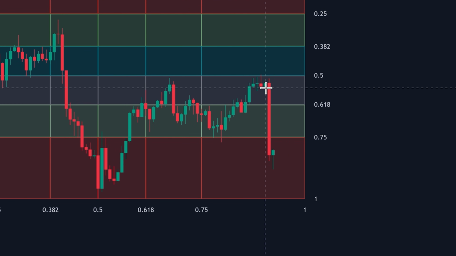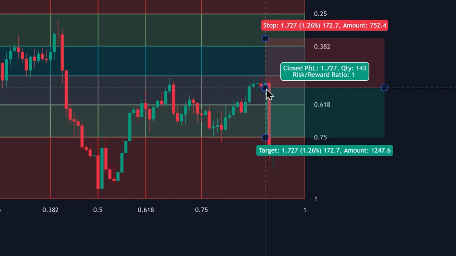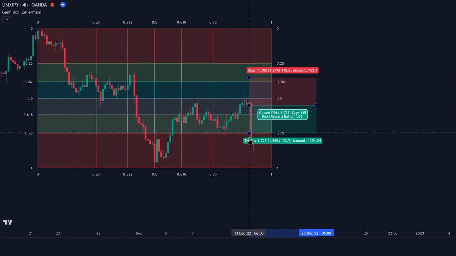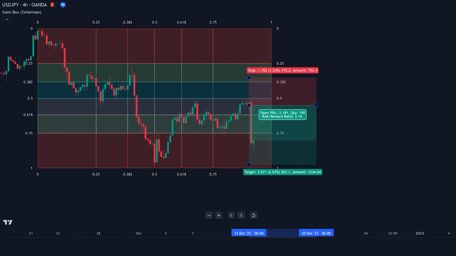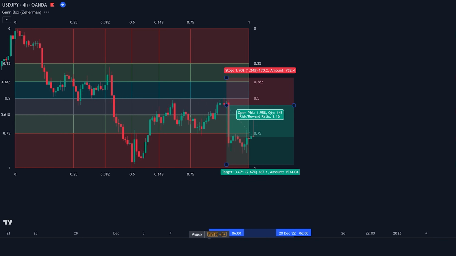For the best sell position, enter the trade once the price bounces off the 0.5 level. Place the stop loss slightly above the most recent resistance level identified by the Gann Box. Target a 2 times risk to reward ratio. Now let's see how the trade plays out.